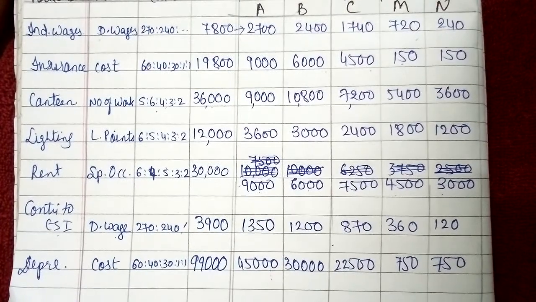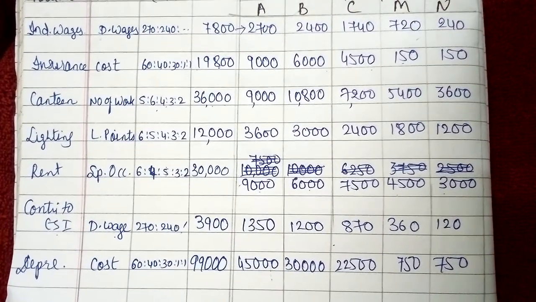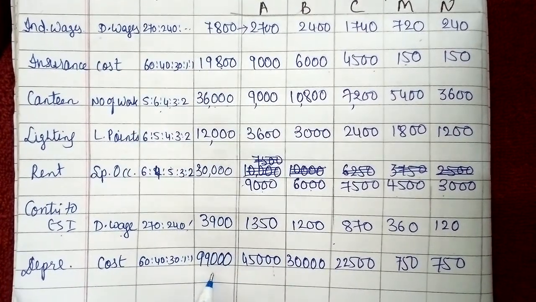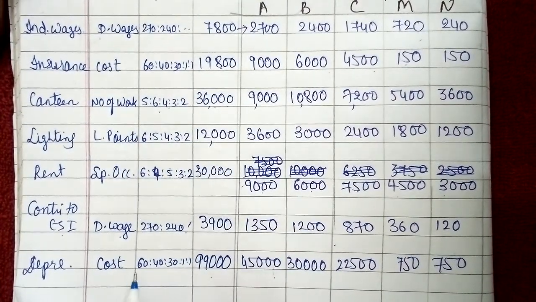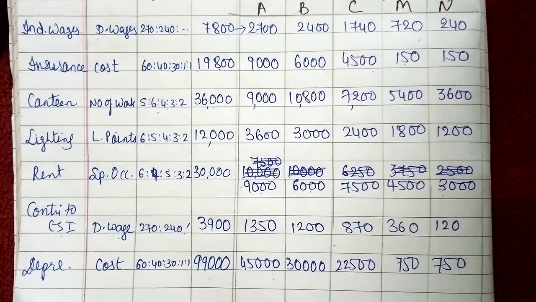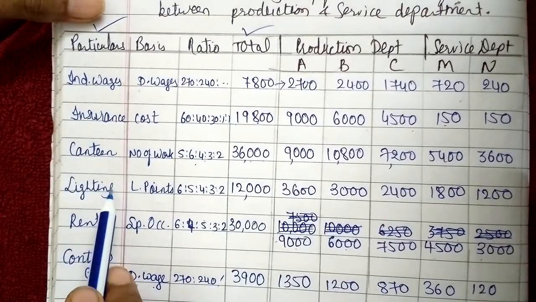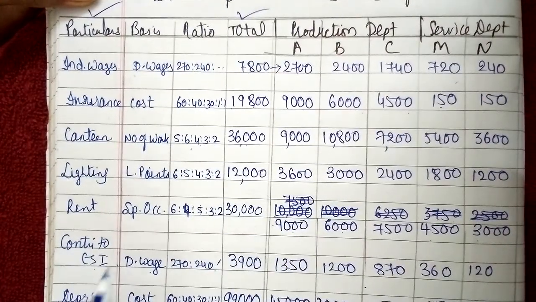Next is depreciation. So depreciation will be distributed as per the cost of the asset, right? So this 99,000 will be divided in 60-40-30-1-1 ratio, right? So indirect wages, insurance, canteen, lighting, rent, contribution to ESI and depreciation.